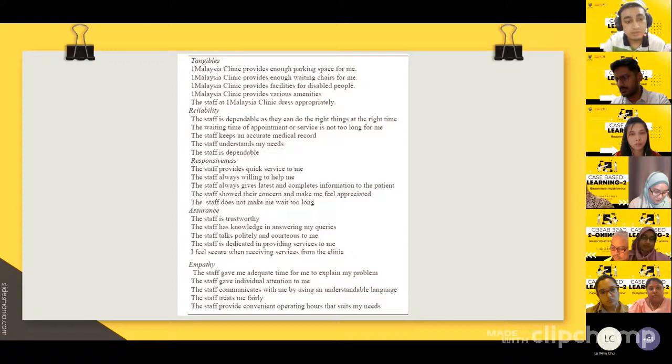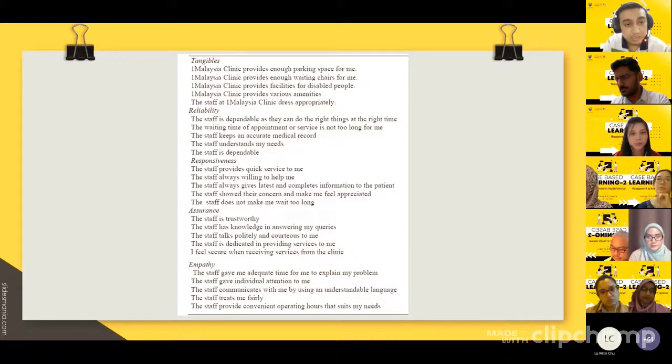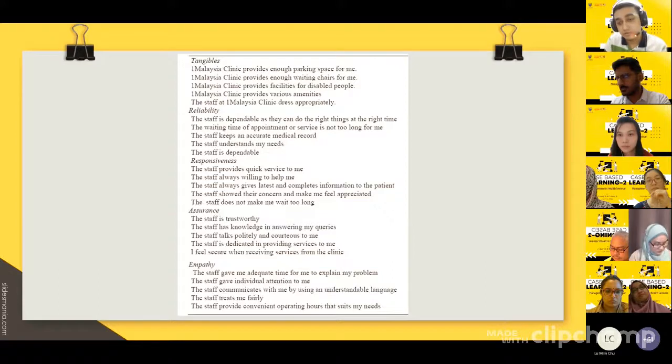Lastly, the empathy, whether the staff give adequate time for explanation and issues, and the staff give individual attention to the patient and communicate with the patient using understandable language. And the staff treat the patients fairly and provide convenient operation hours that suit the patient's requirements.